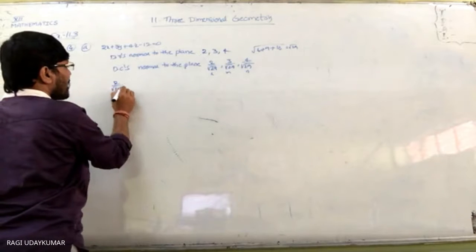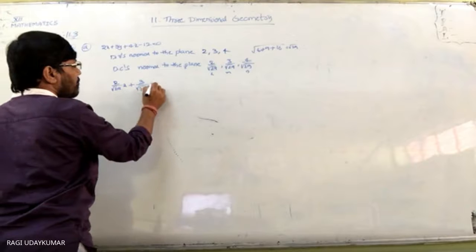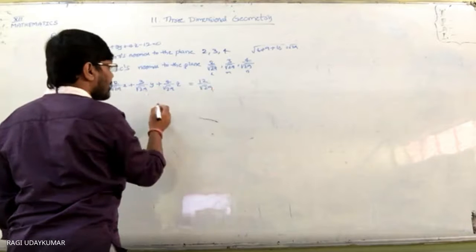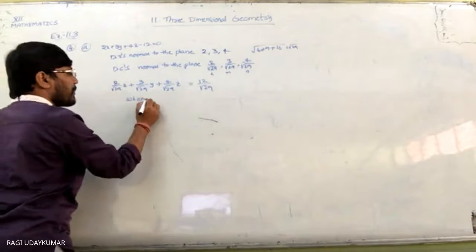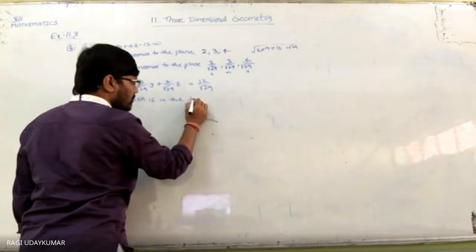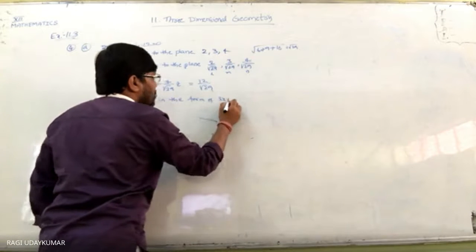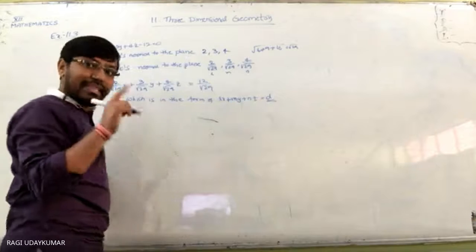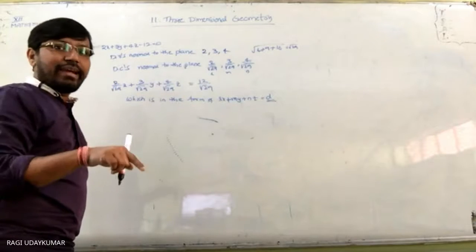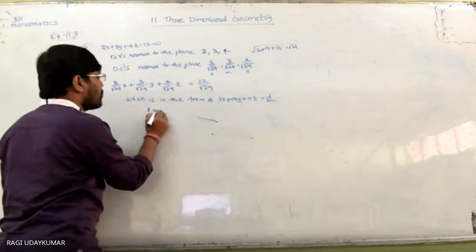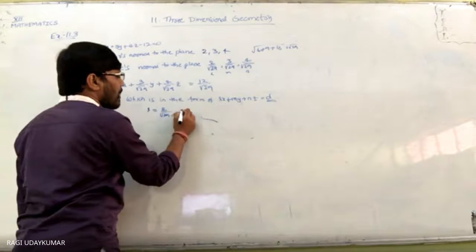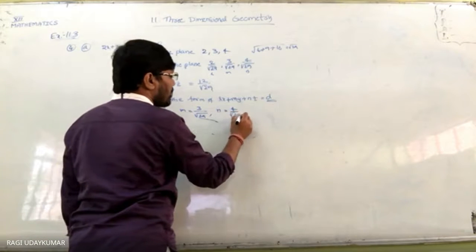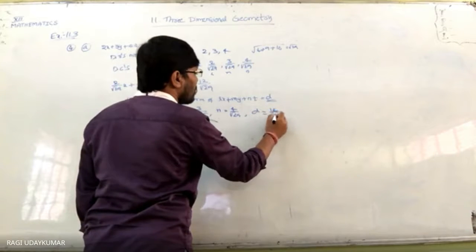2 by root 29 x plus 3 by root 29 y plus 4 by root 29 z is equals to 12 by root 29. Now this is in the form of lx plus my plus nz is equals to d, where d is a distance in this case. So d find out करना है, distance find out करना है. So l is equals to 2 by under root of 29, m is equals to 3 by under root of 29, n is equals to 4 by under root of 29. d is equals to 12 by under root of 29.